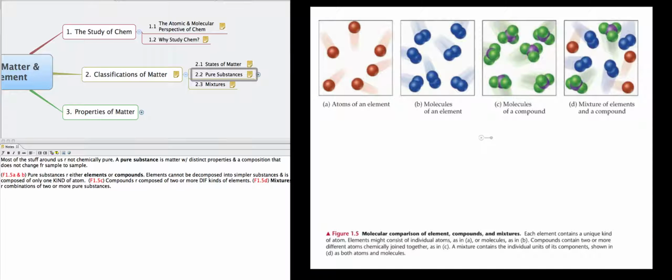So in this figure, A is an element, B is also an element. Compounds are composed of two or more different types of elements. So C are molecules of a compound, and this compound is made of two different kinds of atoms or elements. Mixtures are combinations of two or more pure substances. So here you see a mixture of elements and a compound.